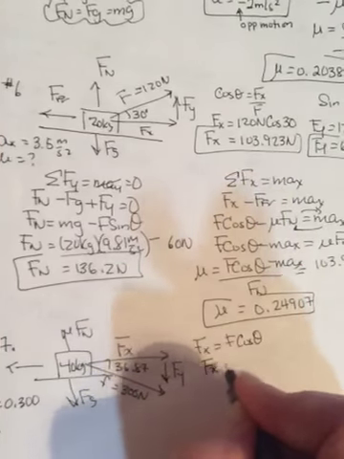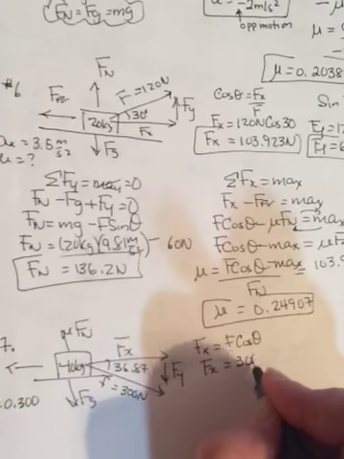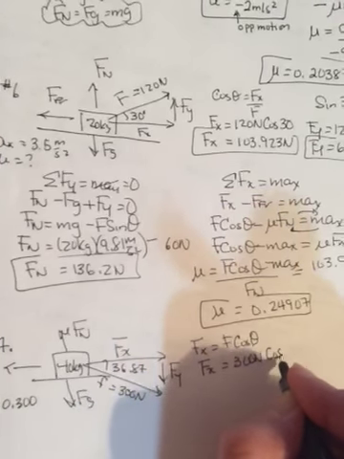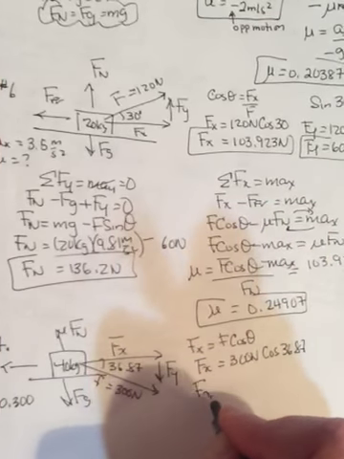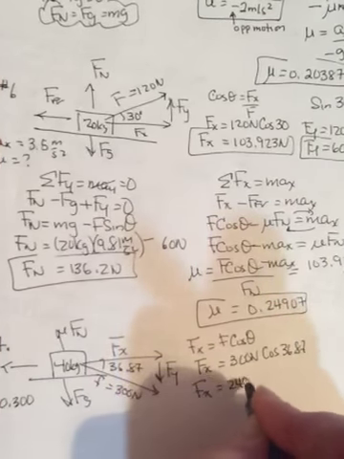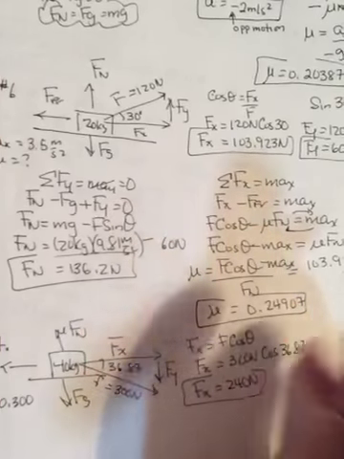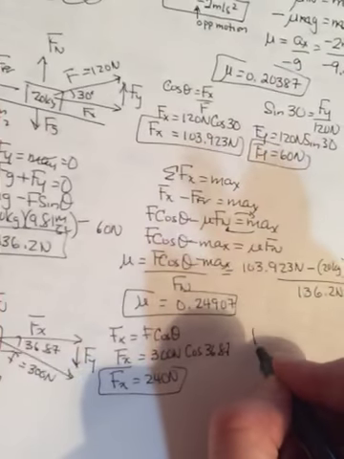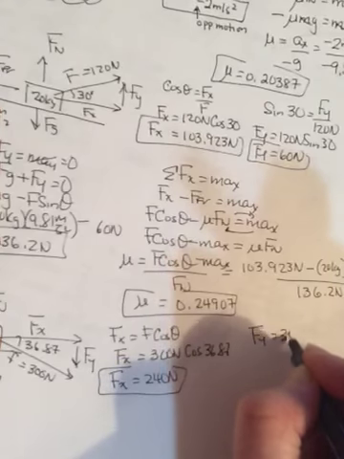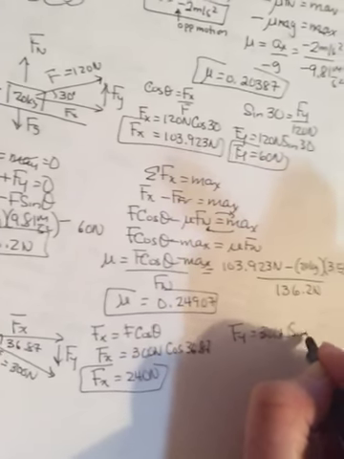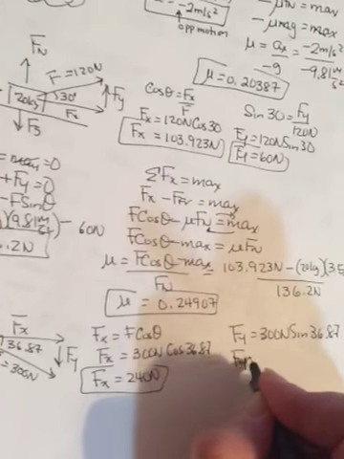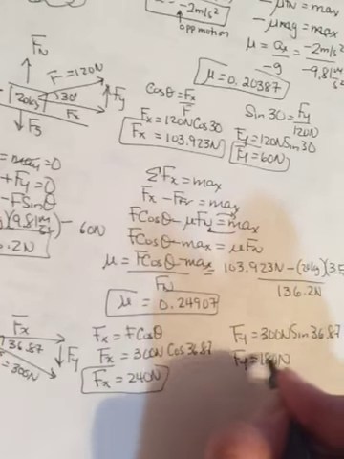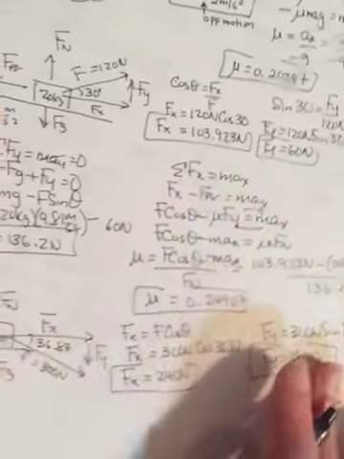Okay, so hopefully by now you know that your Fx is going to be F cos theta. And so Fx is going to be 300 newtons cos of 36.87. Cos of 36.87 is 0.8. Fx should be 240 newtons. And y should be sine. So Fy should be 300 newtons sine of 36.87. That's 0.6, so Fy should be 180 newtons. Sorry, I know I just took shortcuts.